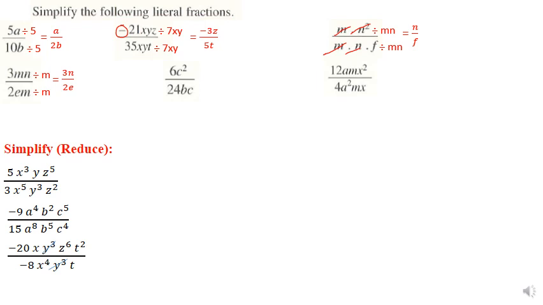Now 6c squared over 24bc. I'm going to divide both terms by 6 and both terms by c, right? So the answer is c over 4b. 12amx squared over 4a squared mx. So I'm going to divide both terms by, first of all, 12 divided by 4 is 3. 4 divided by 4 is 1. M goes with the m. X is squared and x is left up in the numerator, and a with a squared, a is left in the denominator.